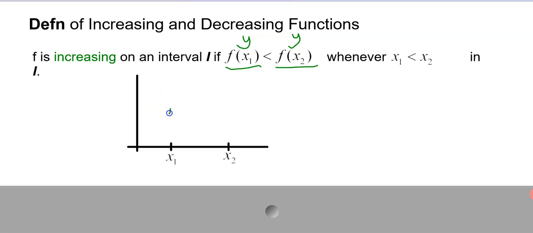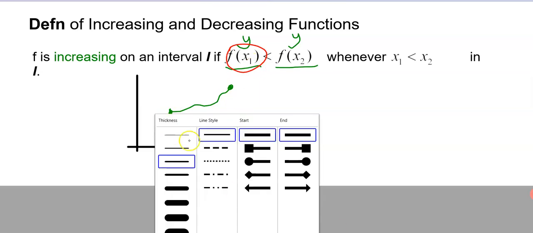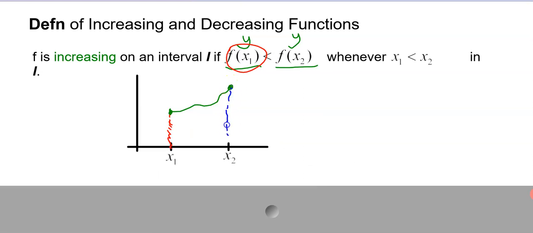So your graph might look something roughly like this. It doesn't mean it just goes up smoothly. Who knows what it does between those 2 points? But if you look at how tall each of those graphs are there, this distance is the y value at x1. And this distance right here is the y value, or f of x value, at x2. And as long as the red height, the y value of that, is smaller than the blue height of the y value, then that is an increasing function.